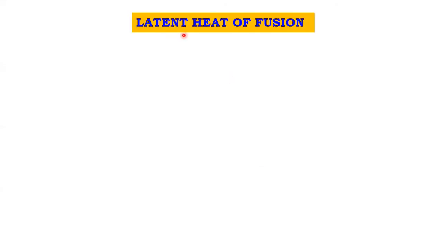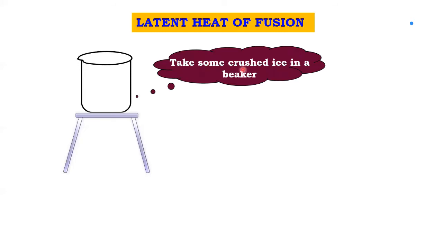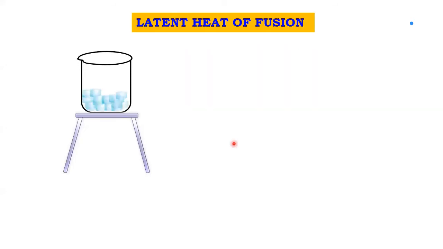So let's talk about latent heat of fusion, which is the most important thing to understand when it comes to change of matter. Okay. So to understand this, we'll take an example. We'll do an experiment in which we'll have a beaker full with few ice cubes. The first step is to take some crushed ice in a beaker. What we'll have over here is a few ice cubes inside a beaker.